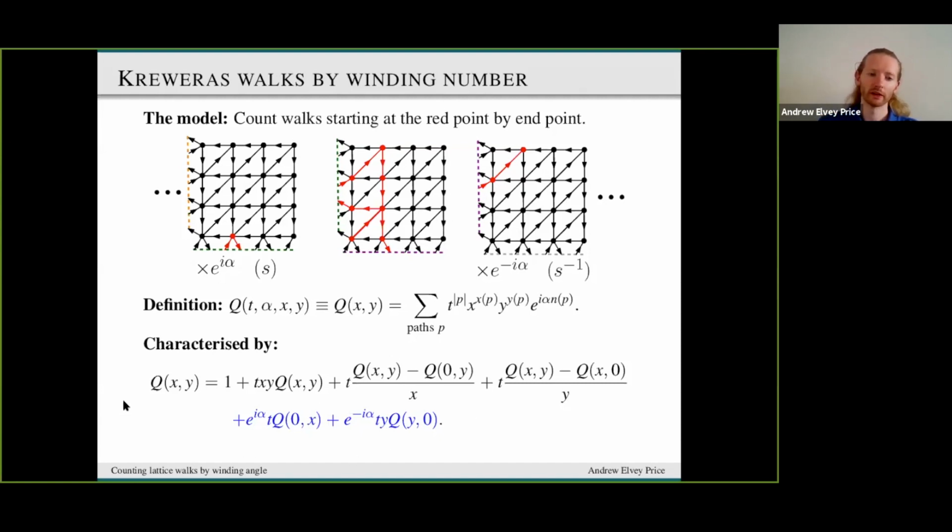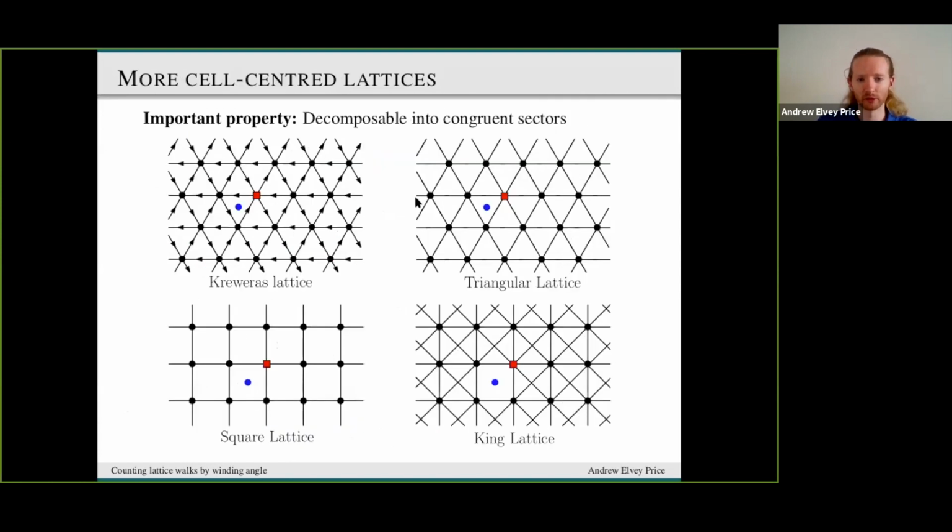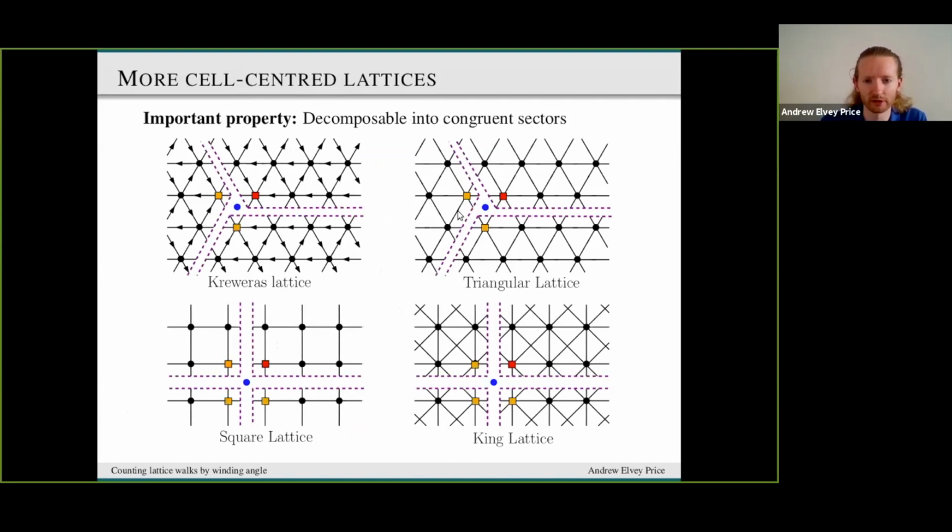Okay, so after getting this decomposition, it's not too hard to come up with this equation. So then the difficulty is solving the equation. Before I describe that, I'll just say a bit about why the other lattices work. The reason is that in each of these cases, we can decompose the lattice into congruent sections, rotationally congruent sections. And so that makes the same method work.